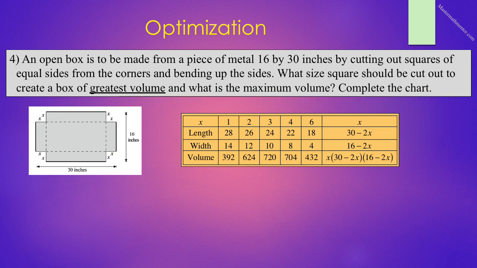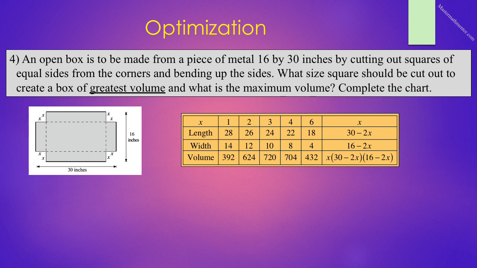We see that when x is 1, that makes the length 28 and the width 14, giving a volume of 392. And x of 2 makes the length 26 and the width 12, and the volume is increased. We see through different values of x that the volume increases, but then it decreases. And that suggests that there must be an absolute maximum.